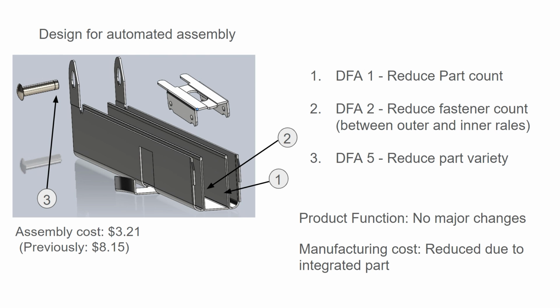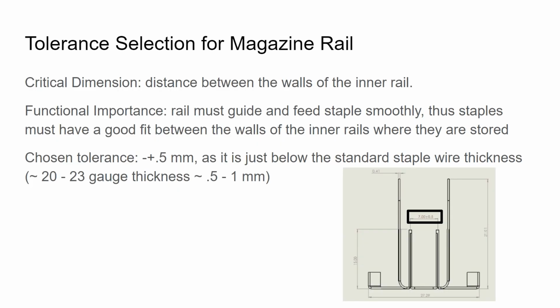The function doesn't change even despite the design change, and even more beneficial is the fact that the manufacturing cost reduces due to the integrated part. Based on this, the assembly cost actually goes down from $8.15 to $3.21 with automated assembly.